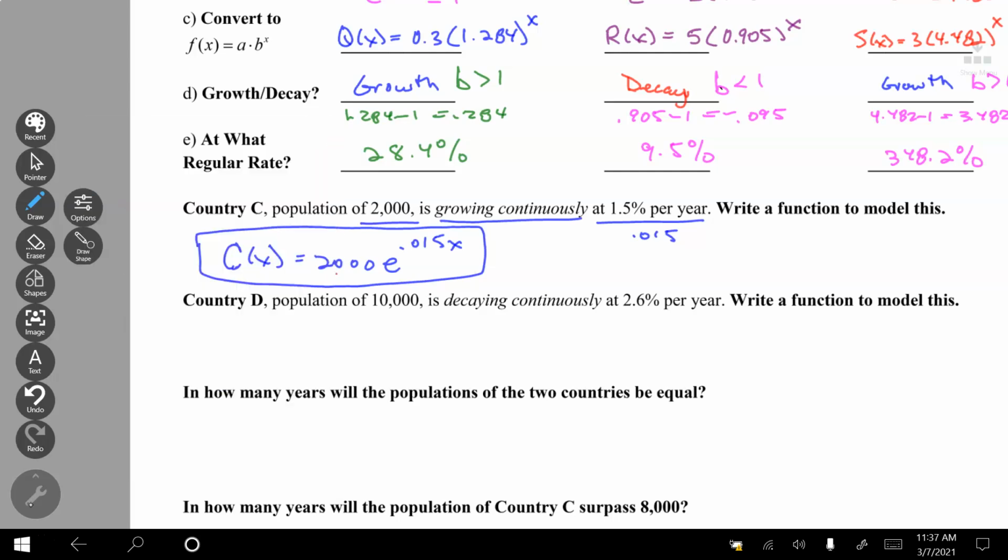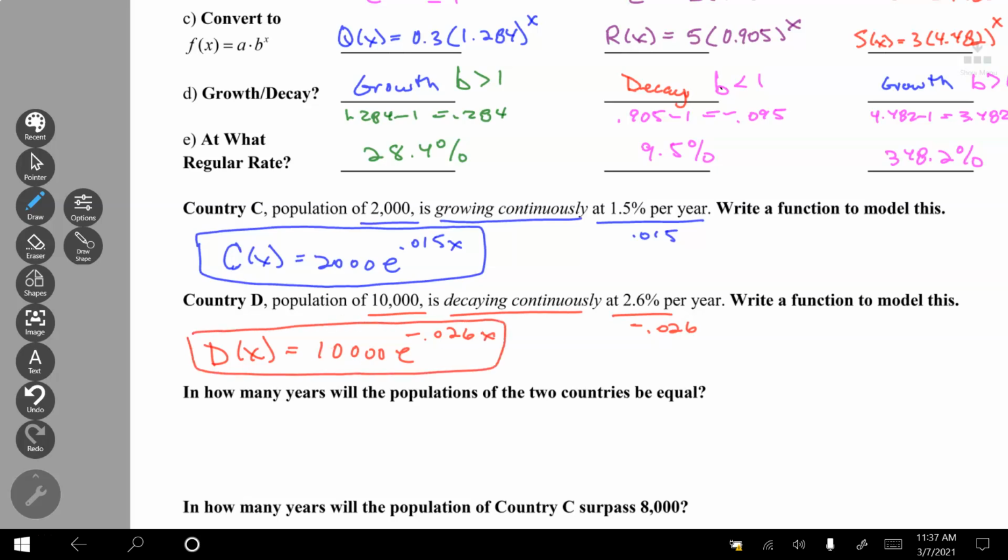On country D, population 10,000 decaying continuously at 2.6%. So I'm going to use, that would be 0.026, but it's decaying. I'm going to make it a negative. So country D is equal to 10,000 e to the negative 0.026 x.